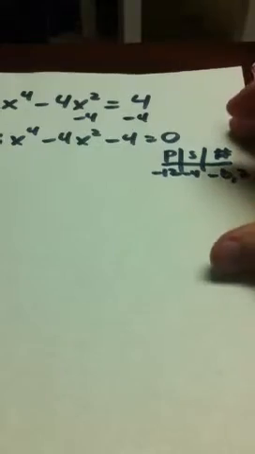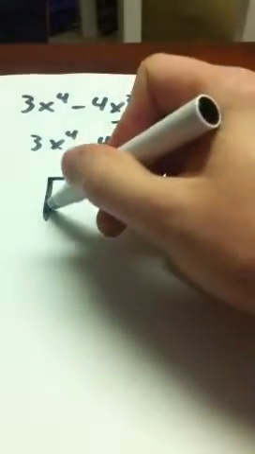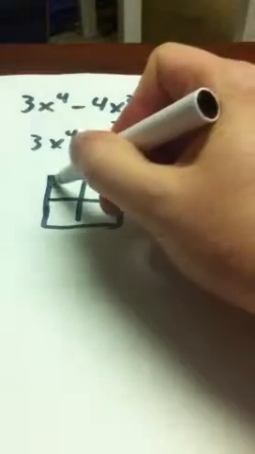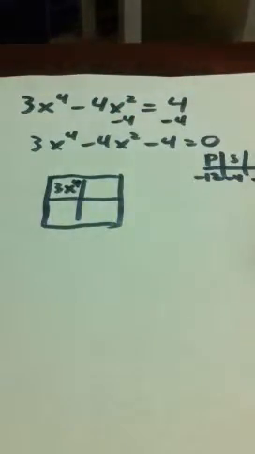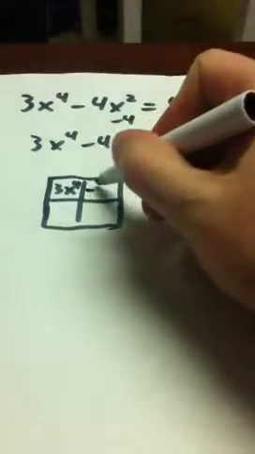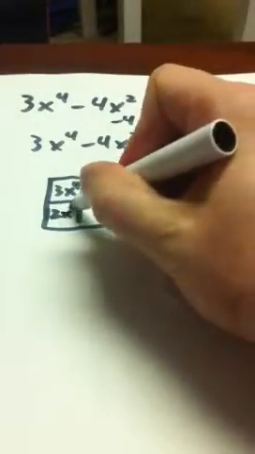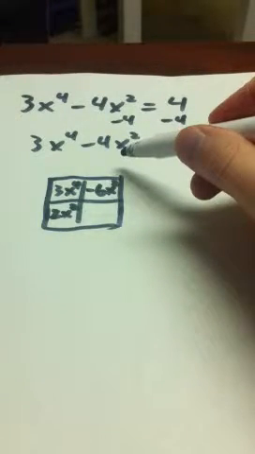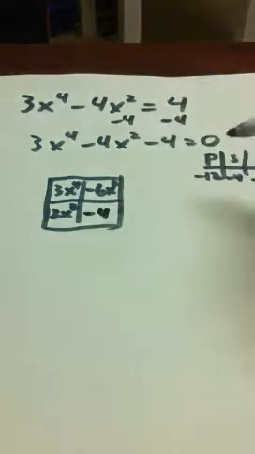Alright, so now I'm going to take this and put it in the box and use that box method to factor this. So first term, now again, be careful, it's 3x to the fourth. And then the two numbers that we found, negative 6 and 2, are not going to have x's on them, they're going to have x squareds. Because again, the negative 6x squared and the 2x squared have to add to negative 4x squared, which they do. And then the last term is negative 4.